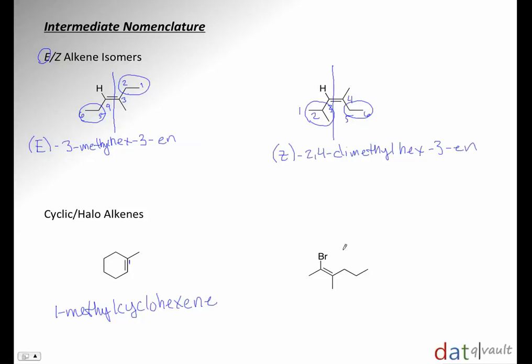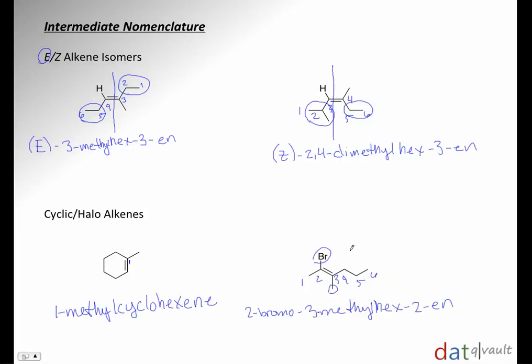Alright, let's move on to an example of a haloalkene. Again, we're going to name the longest hydrocarbon chain. Again, it's a hexane chain with the alkene at the 2 position. So it's going to be a hex-2-ene. Our substituents are a bromine and a methyl. Bromine is at the 2 position, methyl at the 3. Remembering alphabetical order, it's going to be 2-bromo-3-methyl-hex-2-ene.